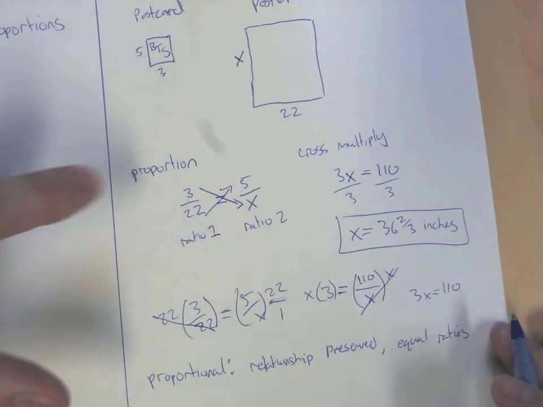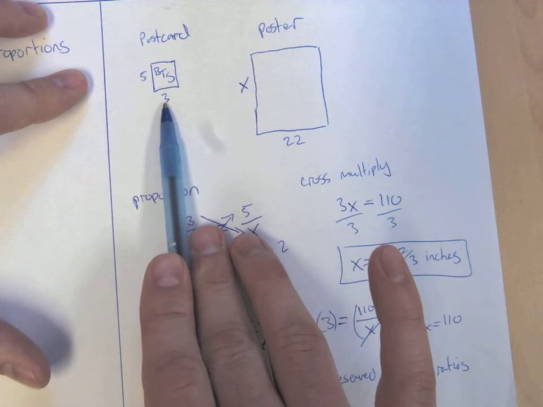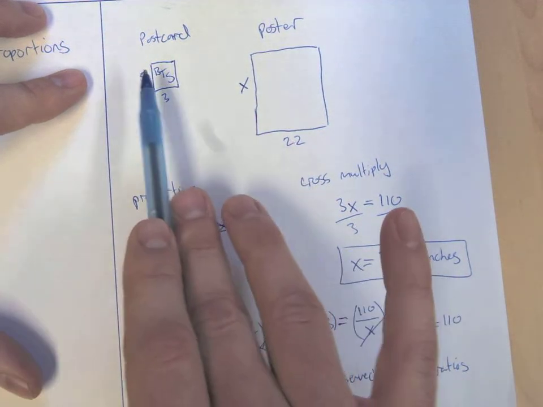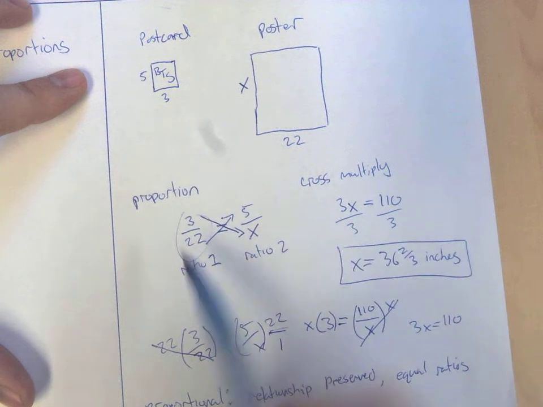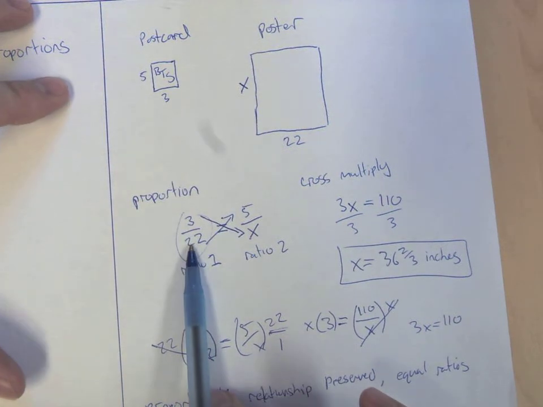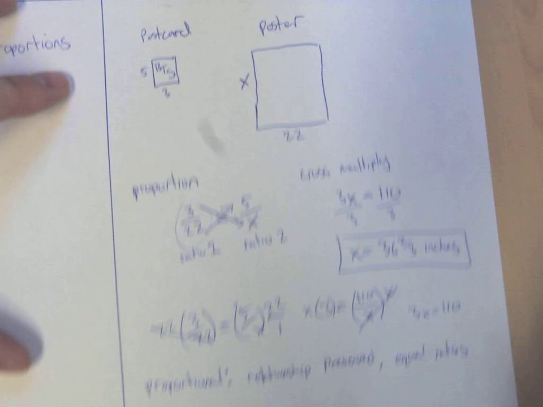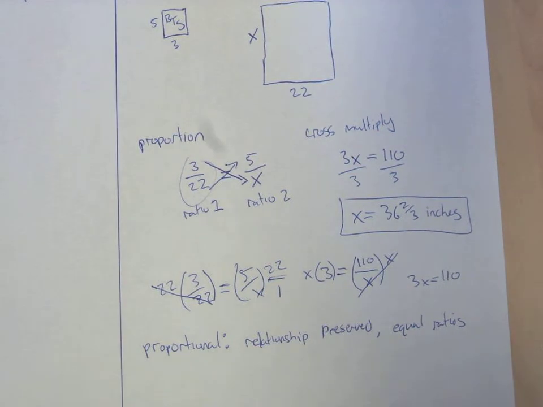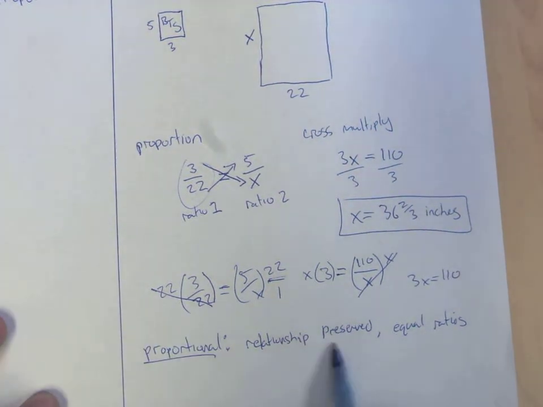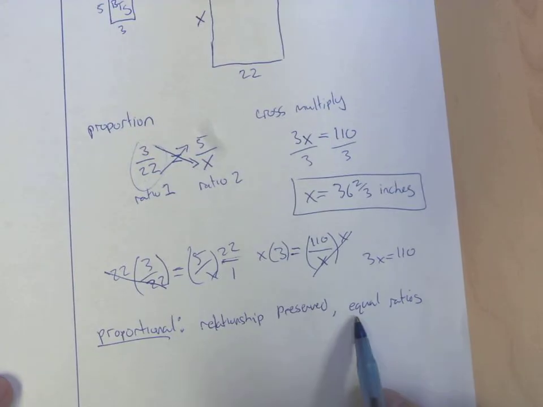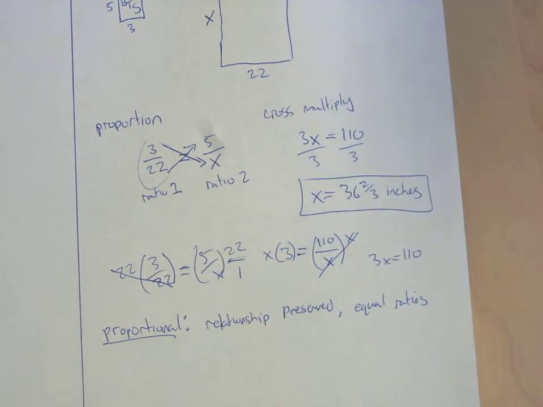Okay, so in this case, what are the relationships we're preserving? Well, the relationship between the original and the final has to be the same as the relationship from the original to the final for widths and heights. So this relationship of original width to final width has to match the relationship between the original height and the final height. That's what we're trying to preserve. Otherwise, we're going to have a skewed picture. Okay, so proportional. There's some relationship between quantities that's preserved, which is going to give you equal ratios. So those are some kind of important ideas.